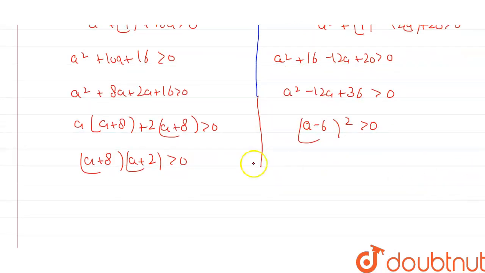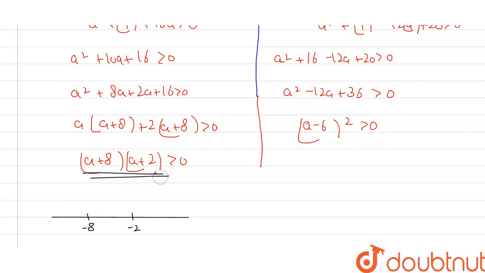Now I can check the values where a exists for these two equations. In (a + 8)(a + 2), I can see what the two roots of this equation are. If I draw them on the number line, I am going to have two roots, minus 2 and minus 8. So I can write here the first one is minus 8, another one is minus 2.